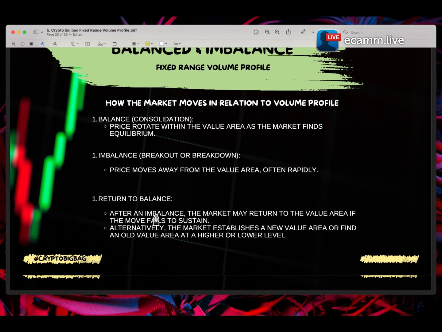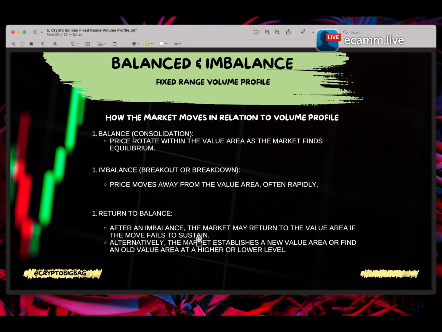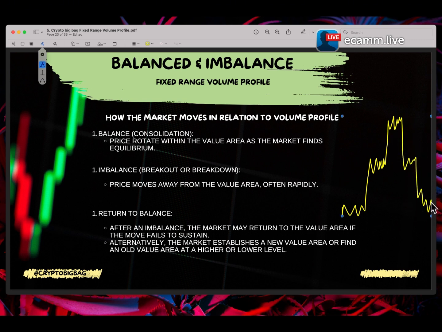Return to balance: after imbalance, the market may return to the value area if the move fails to sustain. Alternatively, the market establishes a new value area or finds an old value area at a higher or lower level. That's how the market moves: from consolidation, to imbalance, to balance, to imbalance, seeking balance. It's like a market maker sell model, market maker buy model. We're going to talk about that in another class.